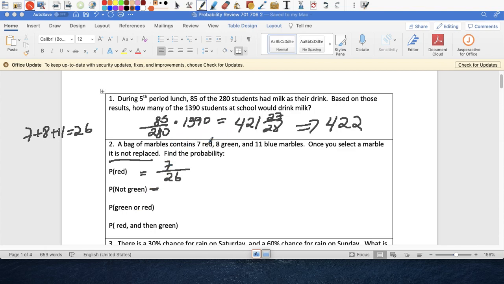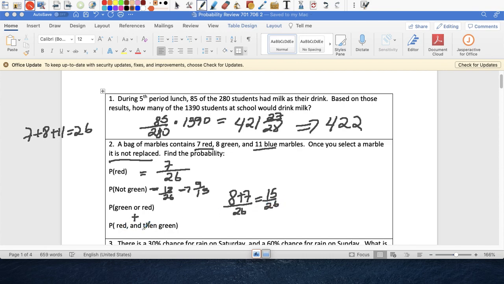Not green. Not green would be all the red and all the blue. So 7 plus 11 is 18 over 26. And we can simplify. This one we can simplify. It becomes 9 out of 13. Green or red. So anytime we see the or, I want you to put a plus sign. Right? So how many greens do we have? We have 8 greens. So it's going to be 8 greens plus 7 red over 26. Right? So we're going to get 15 out of 26.